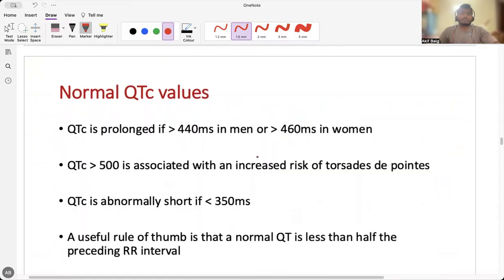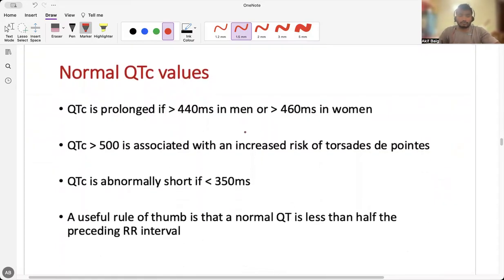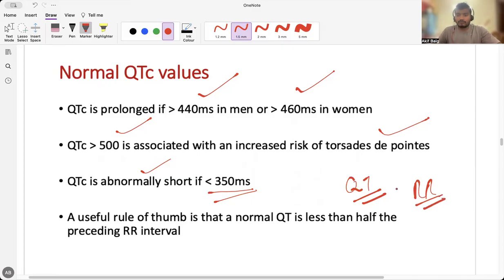So what are the normal QTc values? QTc is considered to be prolonged if it is more than 440 milliseconds in men or more than 460 milliseconds in women. And QTc more than 500 is associated with high chances of torsades de pointes. QTc is considered short if it is less than 350 milliseconds. Always remember a useful rule of thumb is that a normal QT usually is less than half the preceding RR interval. So if you know the RR interval, the QT interval will usually be half of that.